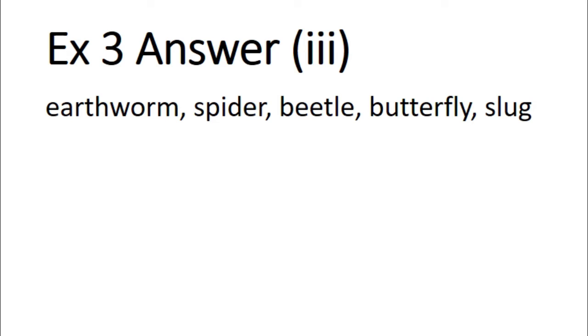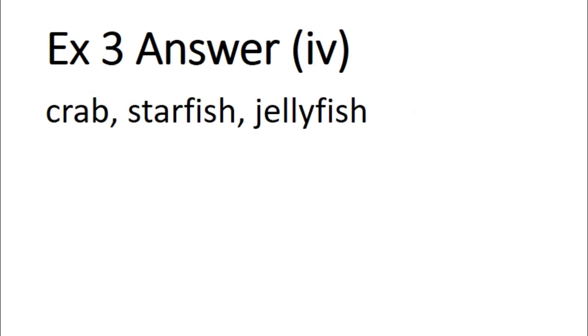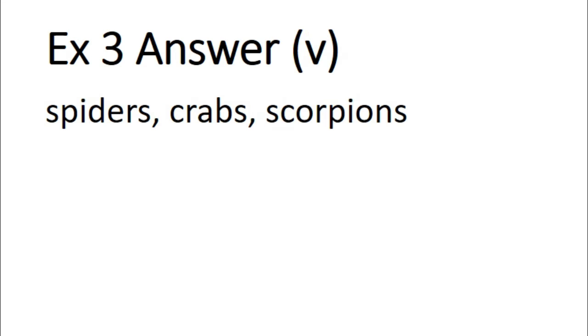Question number 4. Name 3 invertebrates that live in the sea. I have given you 3 names: crab, starfish, jellyfish. Now question number 5. Name 3 invertebrates that have more than 3 pairs of legs. I have given you 3 names: spiders, crabs, scorpions.